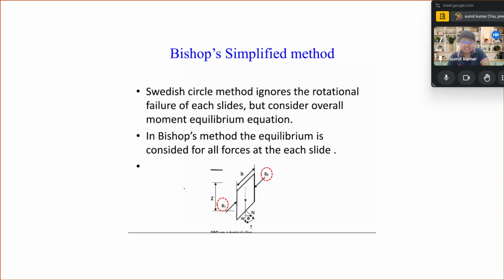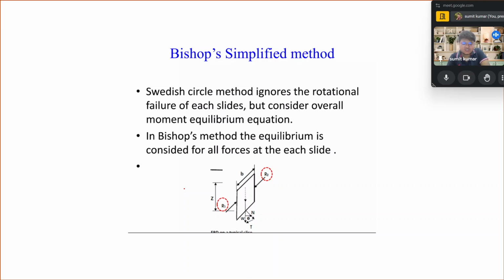Now, we move to the second method for the calculation, the Bishop simplified method. The Swedish circle method ignores the rotational failures of each of the slices but considers overall moment equilibrium. But in the case of the Bishop method, the equilibrium is considered for all the forces at each side.